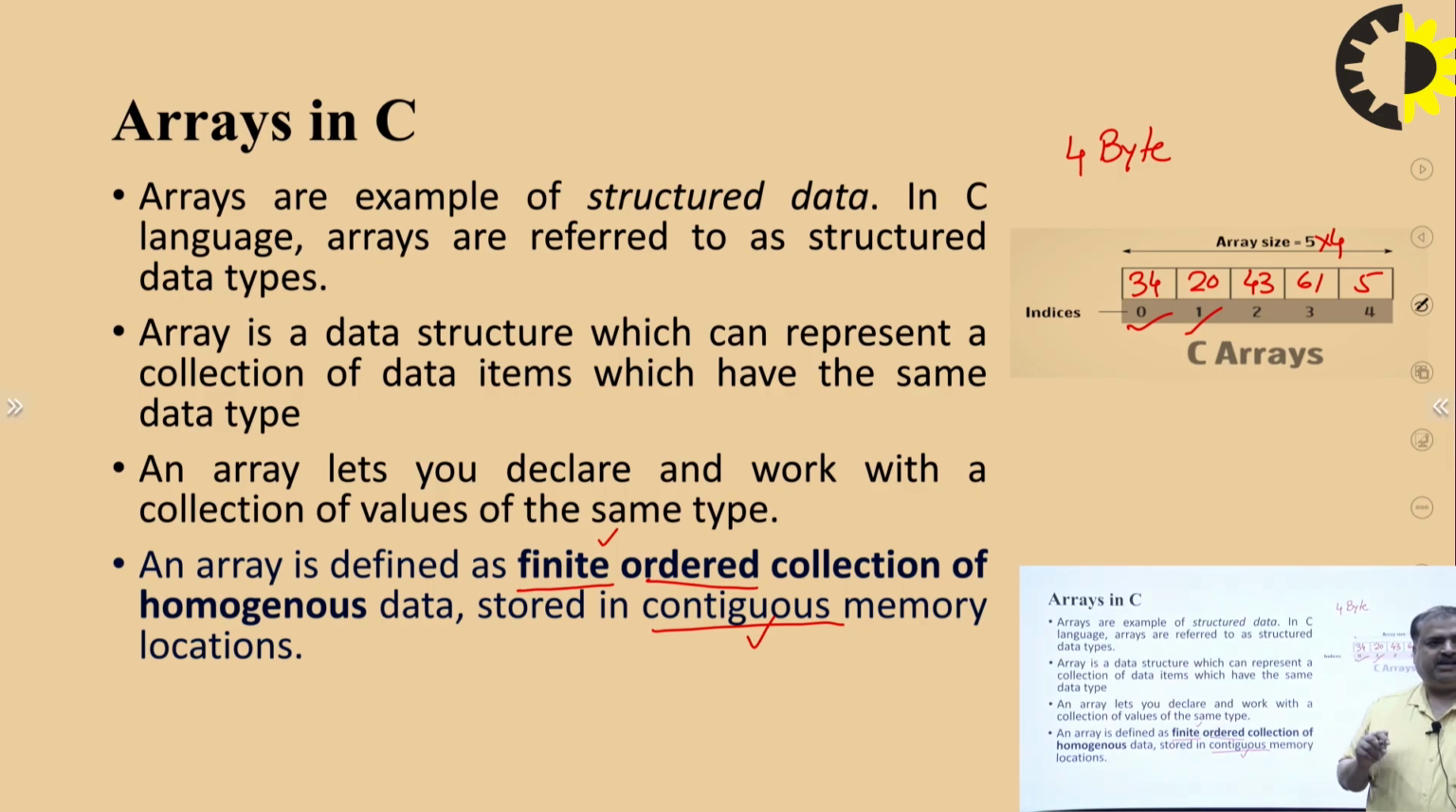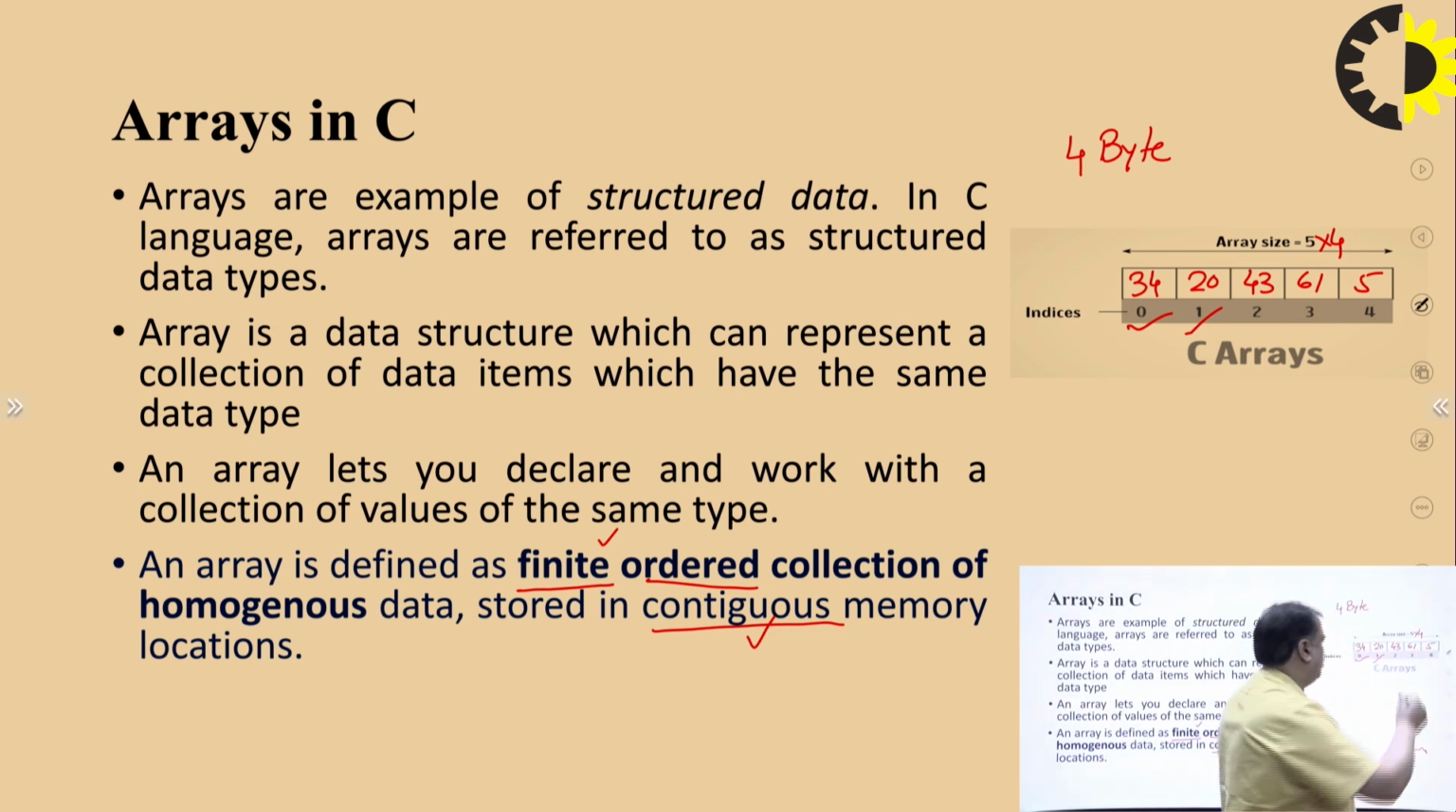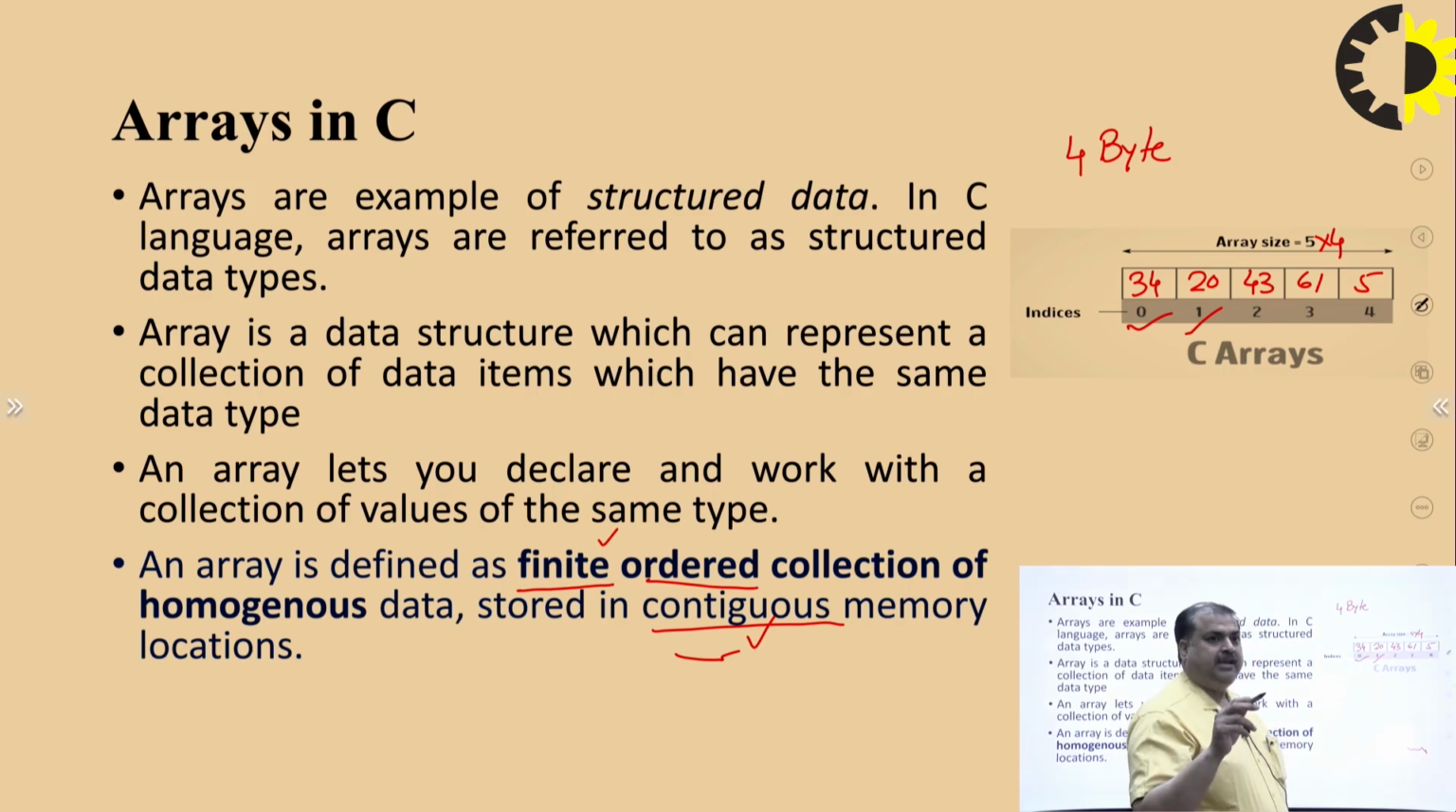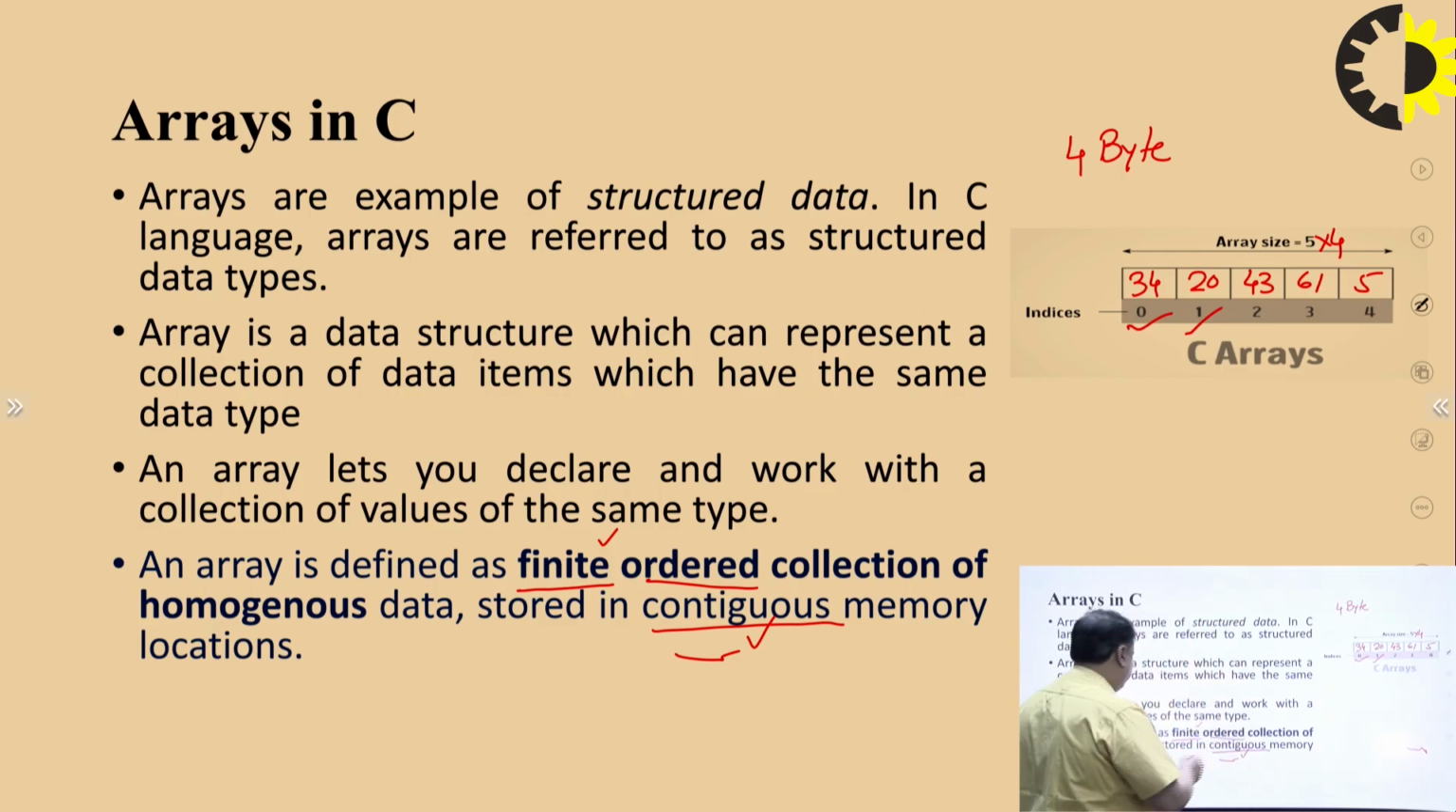So that's why we are calling it ordered. Like this 20 is stored after 34. That means the index of 20 is 1 and the index of 34 is 0. So that's why we are calling it ordered.